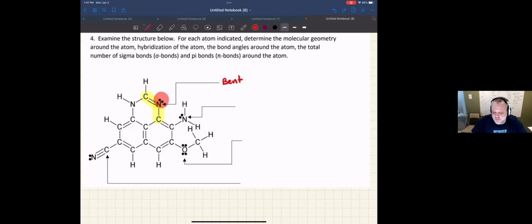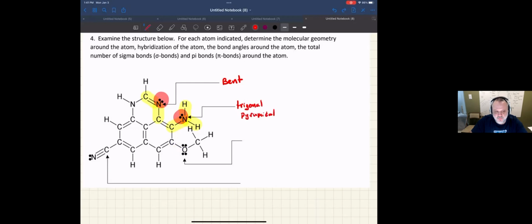All right, so the next one, I've got 1, 2, 3 geometry groups from bonds and another geometry group from lone pairs. So that's 4 total. That's a tetrahedral electron geometry, but with 1 lone pair, it's trigonal pyramidal molecular geometry.